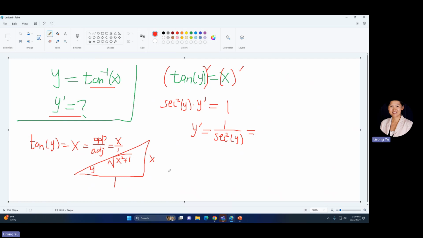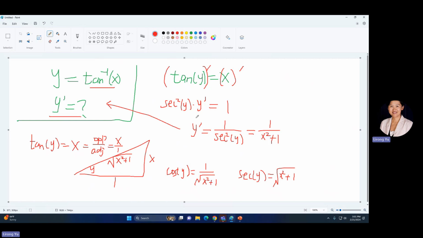All right, to represent secant y, you have to represent cosine of the angle. So cosine y is supposed to be adjacent over hypotenuse. That's 1 over the hypotenuse. The hypotenuse is root of x squared plus 1. That's cosine y. Therefore, the secant y would be the reciprocal. So secant y is actually just hypotenuse over adjacent, which is root of x squared plus 1. That's secant y. So if you have secant square y, you have x squared plus 1. So y prime is 1 over x squared plus 1, and that proves the derivative. So the derivative of tangent inverse is 1 over x squared plus 1.